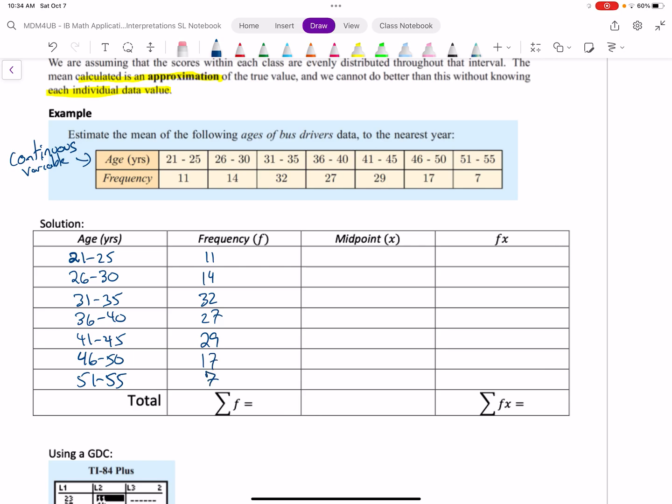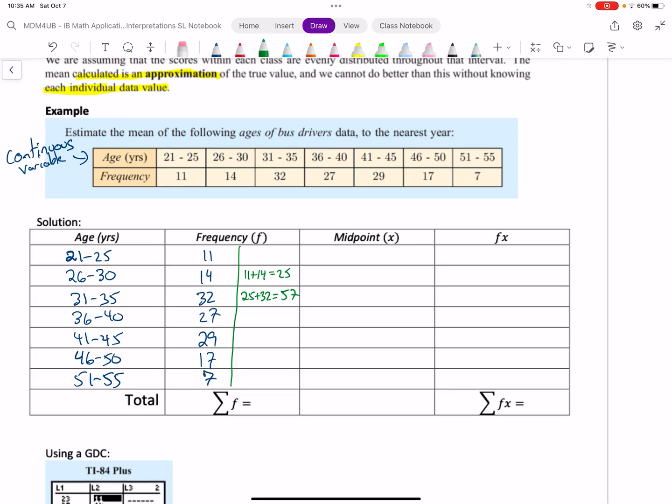We talked about the cumulative frequency last class. You're going to see that again more, but if you wanted to figure out the cumulative frequency, you could. Remember, this would be 11 plus 14, which is 25. This would be 25 plus 32, which gives me 57. And then you would continue on like that, 84, and so on. They don't ask for it here, so it's not a big deal.